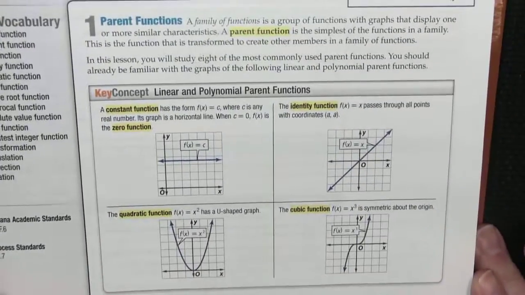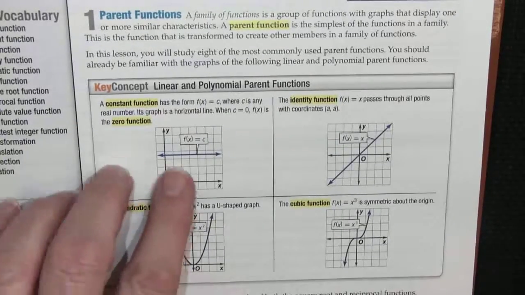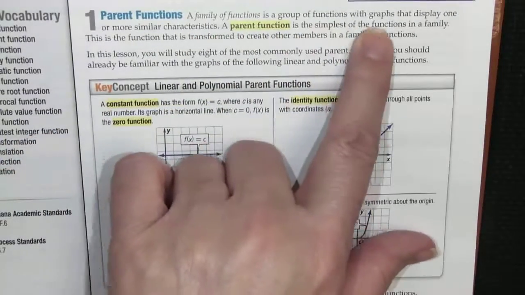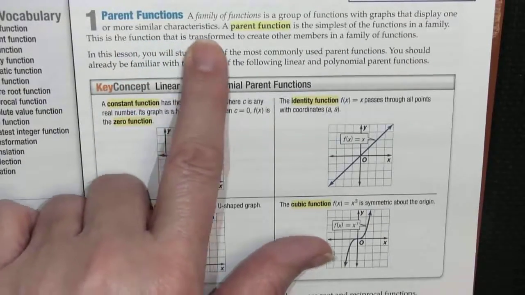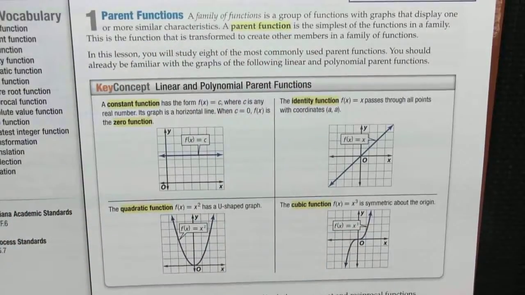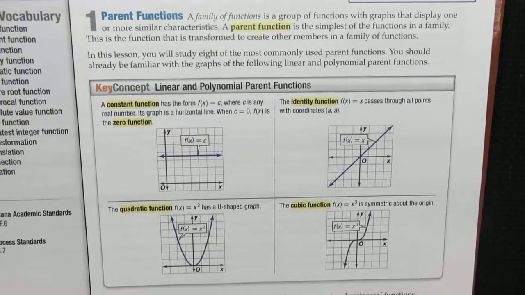All right. Now, a family of functions is a group of functions with graphs that display one or more similar characteristics. So a parent function has the simplest form of the function, and here are the types.